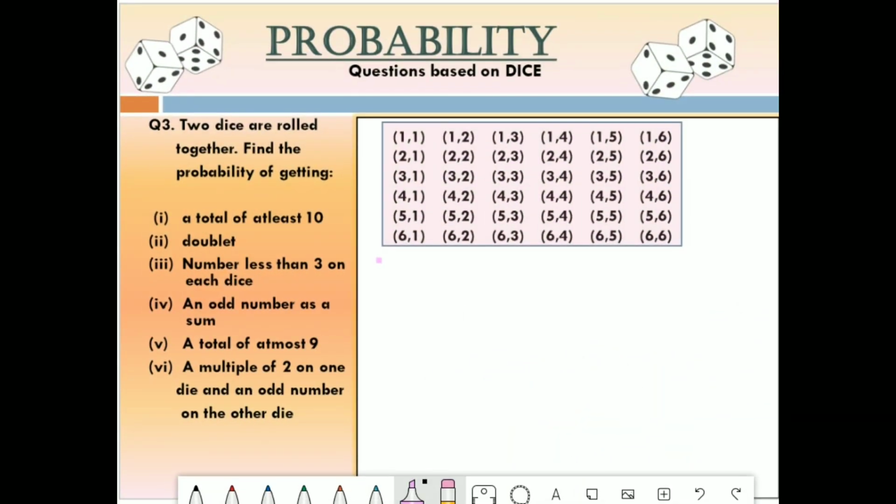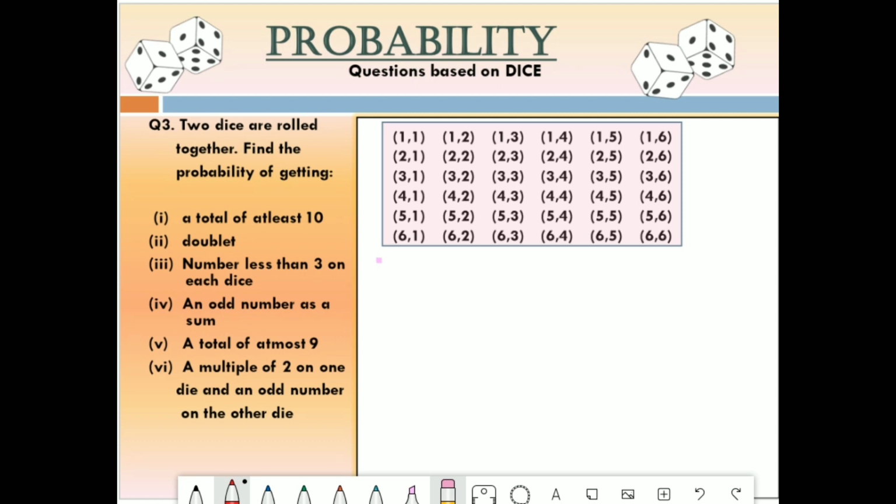Question number 3. 2 dice are rolled together. Find the probability of getting a total of at least 10. We have total 6 parts in this question. So firstly we need to make sample space for 2 dice. But here I have already mentioned the sample space. So let's start with the first part.